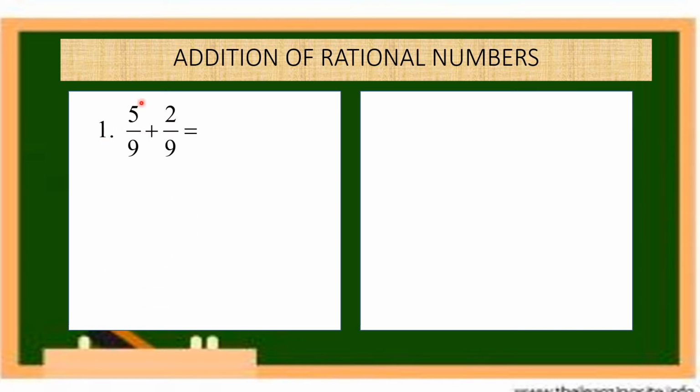We are in addition of rational numbers. We have the first number, 5 over 9 plus 2 over 9. We have the same denominator. Copy the denominator and add the numerator. 5 plus 2 is 7. The result is 7 over 9.